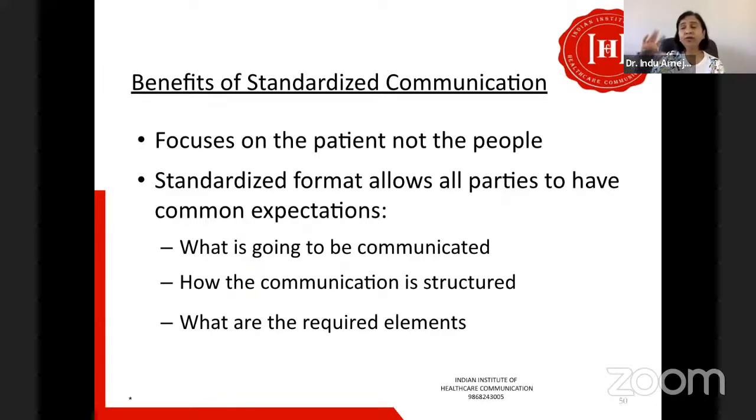So I will not hand over as per my style. I will go by the protocol. Therefore, I will give specific information in the right manner. This standardized format will also allow all parties to have common expectations: what is going to be communicated, how the communication is structured, and what are the required elements. What is expected to be told. So it's always a good idea to have a standardized communication template uniformly applied in your hospital. Of course, with variations as per the requirement of the department. But some basic communication template has to be developed.